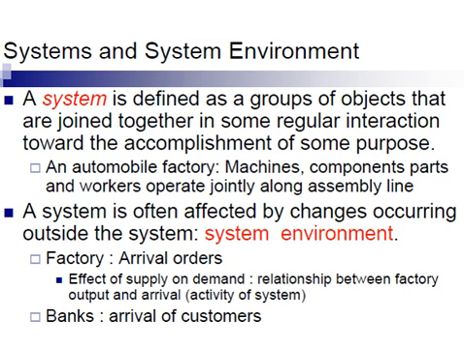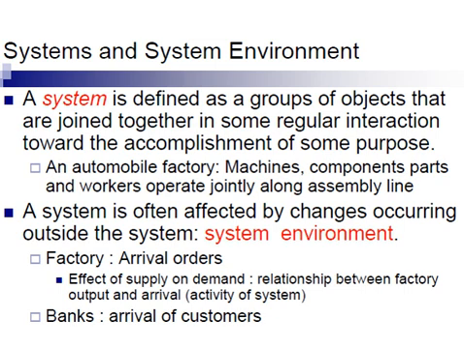Then we can say that a system is often affected by changes occurring outside the system, and that outside portion is called environment. System environment is basically various factors which are capable of affecting my system.